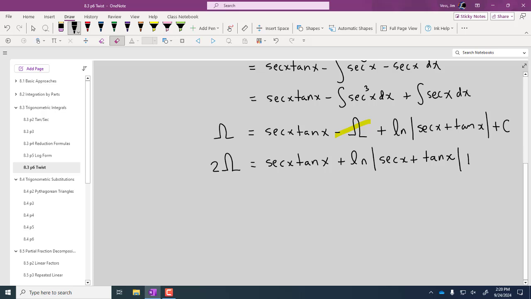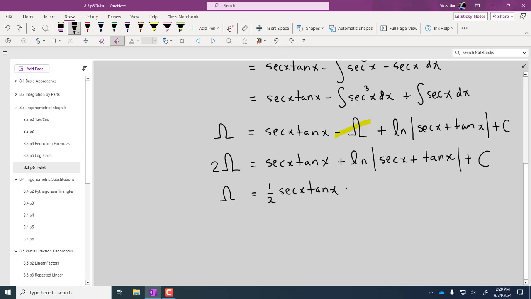And our last step is to... What do we need to do to both sides now? Just divide by the 2, and then we've isolated omega, which means we've solved for omega, which means that we actually have the antiderivative for secant cubed without having done a crazy reduction formula thing.